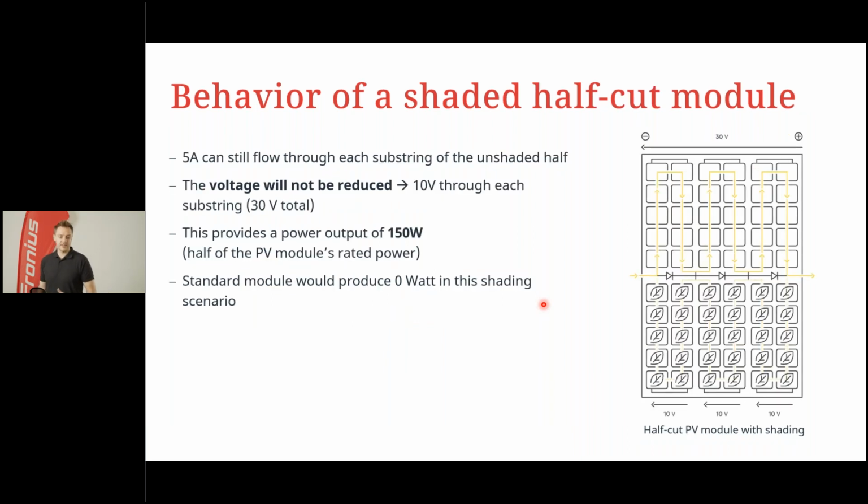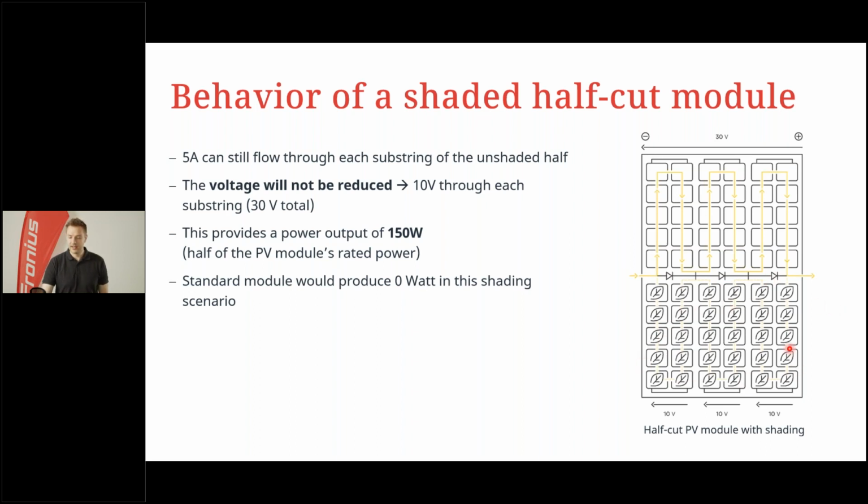You will now ask the question, okay, you said in the beginning that half-cut modules are today's technology. How does a half-cut module behave in a shaded scenario? As you can see on the right-hand side, in a half-cut module the bypass diodes are basically sitting in the center of the module, and all the cells are cut in half and connected in parallel. This has one major advantage in shaded scenarios.